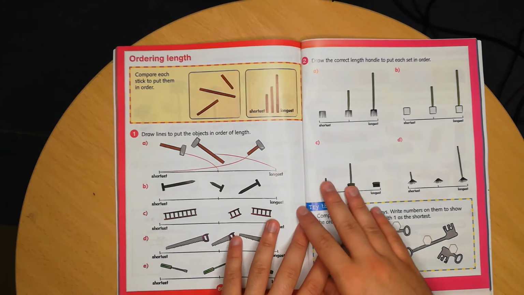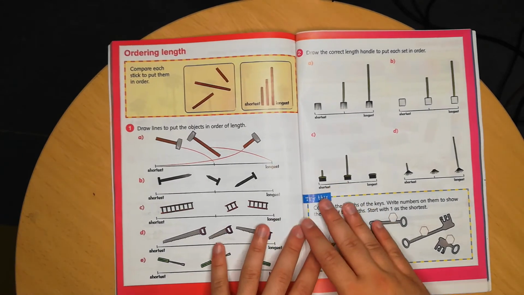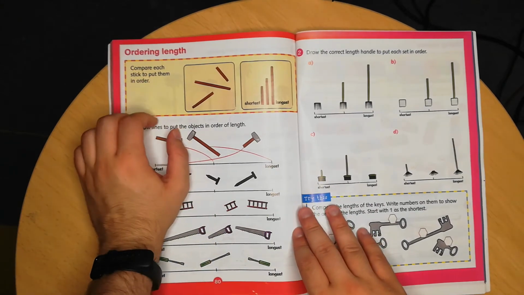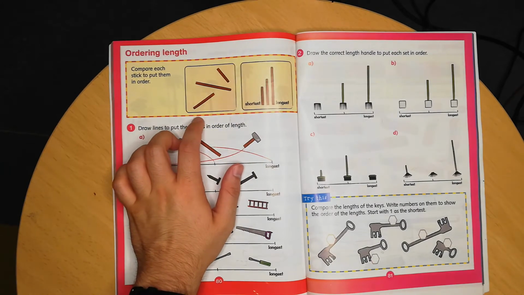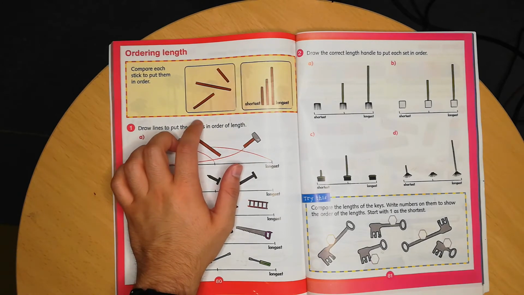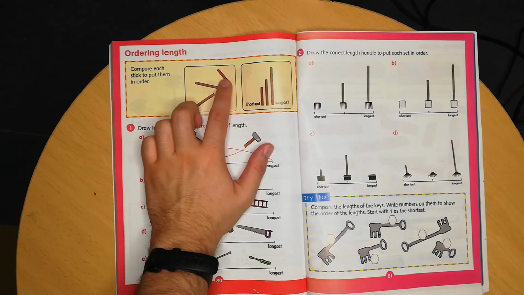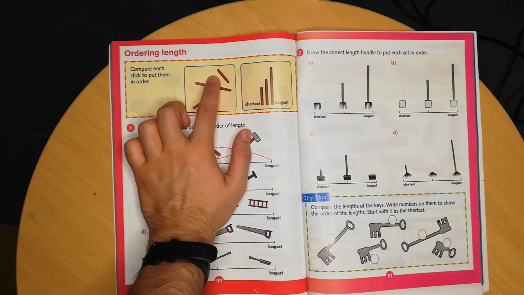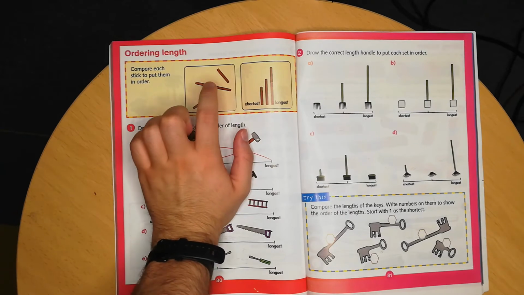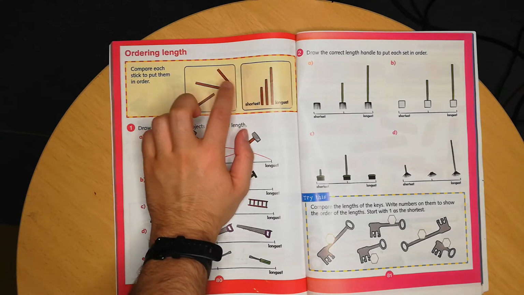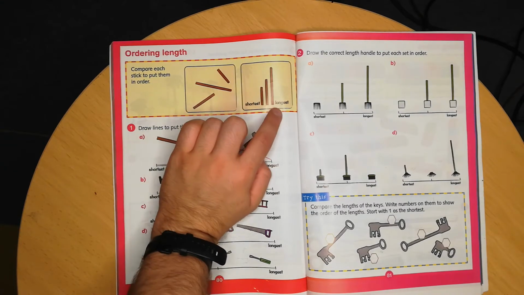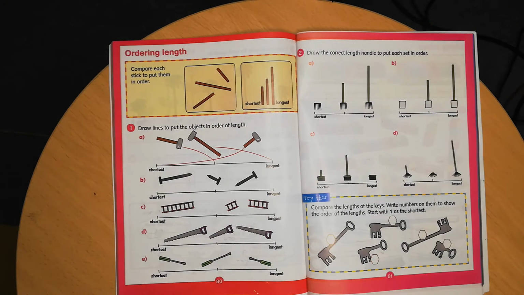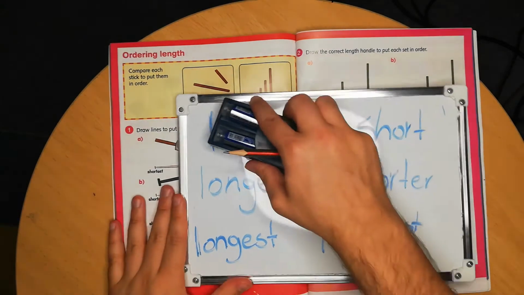Okay, so we're going to order the length in each of these sentences here. Compare each stick and put them in order. So we have 3 sticks. We have to put them in order. So which one is the shortest? This one is the shortest. This one is longer. And this one is the longest. So this one goes here, shortest. And then we put this one. And then here, yeah, this one is the longest. Okay, so here we put them in order.